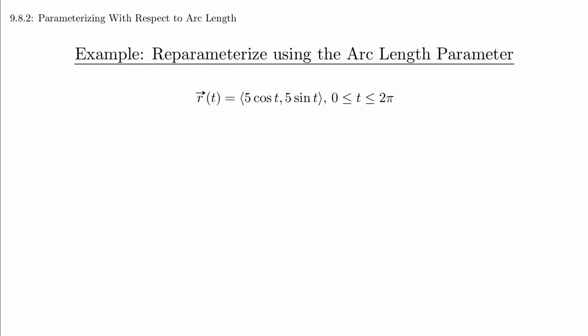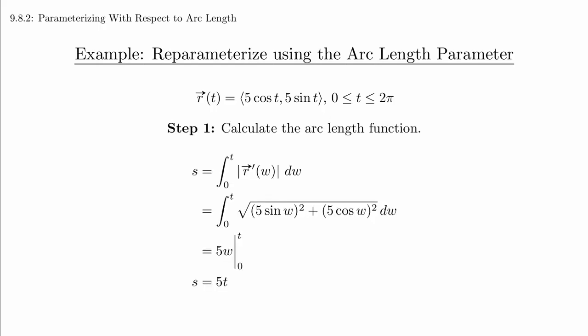Let's take a look at the curve r of t is equal to 5 cosine t, 5 sine t, where t runs from 0 to 2 pi. You should be able to immediately recognize this as a circle of radius 5, but even if you don't, you should be able to do the calculation anyway. We simply plug this into the equation for the arc length function. Notice that even though this is a two-dimensional vector, the ideas still apply.